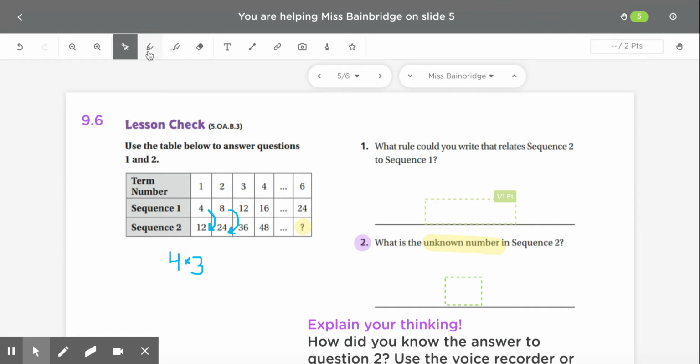I don't think I'm actually able to type in on my side, so I'll just write what you could have written. Okay, you could either write out the word or just write that multiplication sign.